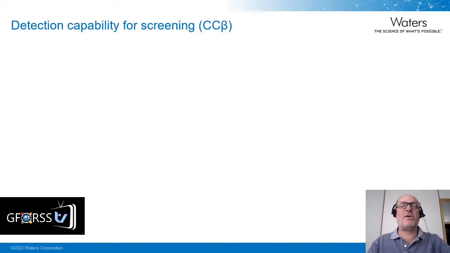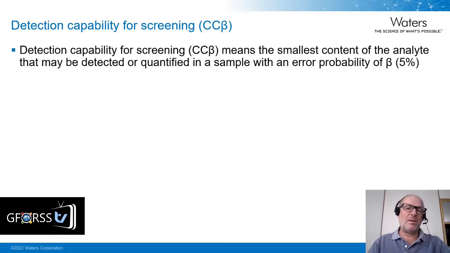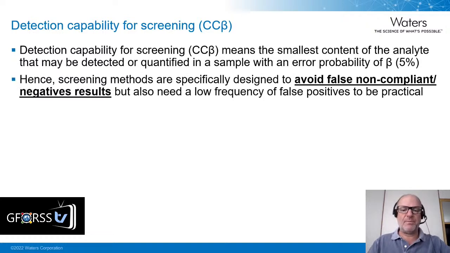The most critical parameter that we need to consider when we're talking about screening methods is detection capability. Throughout this presentation, I will refer to this as detection capability for screening, CC beta, because the concept has changed considerably since the previous decision. Detection capability of screening means the smallest content of the analyte that may be detected or quantified in a sample with an error probability of beta. In both cases, whether banned substances or approved substances, the beta error is 5%.